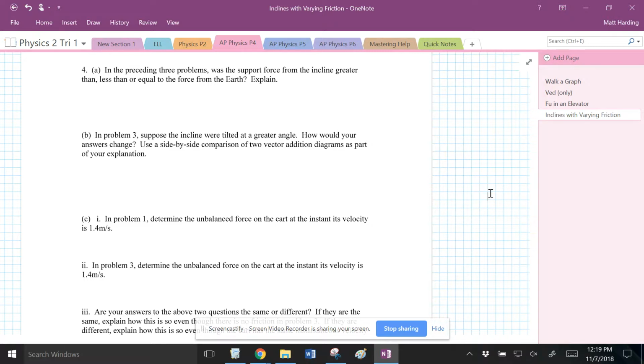Also, unbalanced force in the square. Wait, problem one. Remember, problem one. There's a constant speed, so it's 0. The unbalanced force is 0. Yes, it really just is.